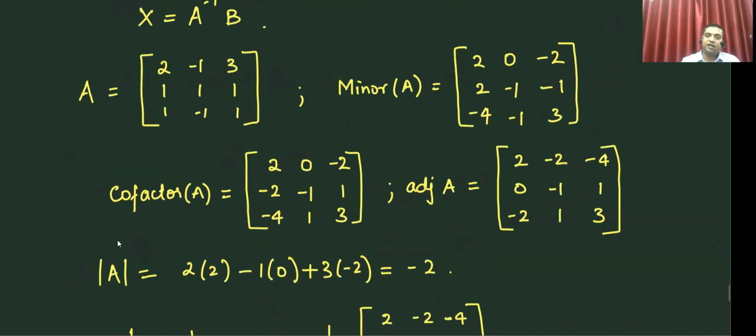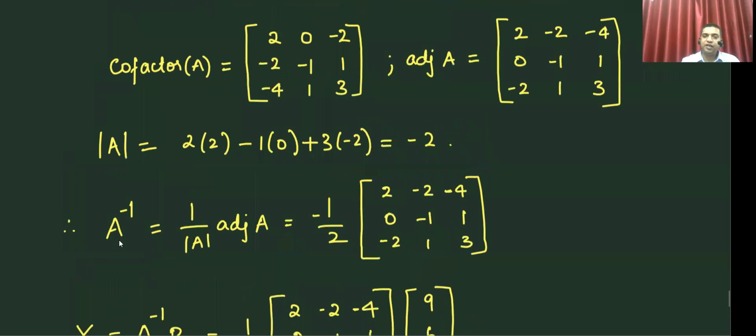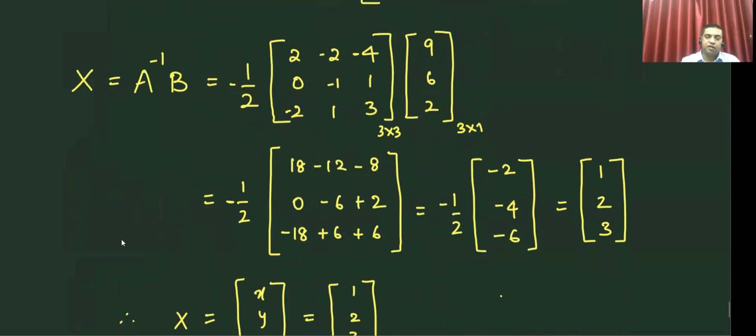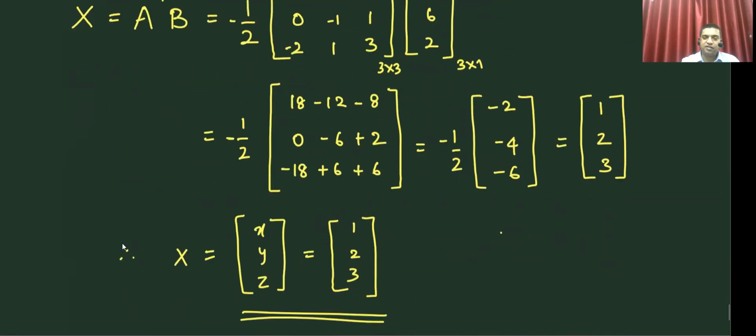Both, in fact, the Cramer's rule will be intensive. Matrix inversion will be less intensive in terms of operations. However, that's also very lengthy.